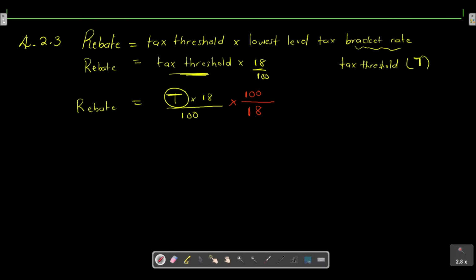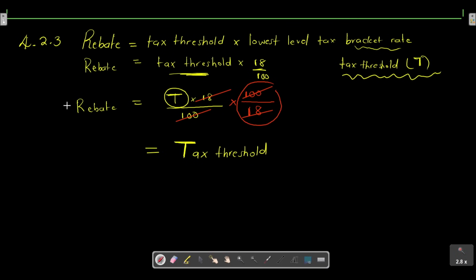Here, what are you noticing? The 100 and the 100 are canceling, the 18 and the 18 are canceling, and now what will you have left on the left hand side? You will just have the T, which stands for the tax threshold. Now we've already isolated the tax threshold. However, you're not done. Whatever you do on the right hand side, guys, you need to also do on the left hand side. So we still need to multiply by 100 and divide by 18. We'll rewrite that there as well: 100 divided by 18 multiplied by the rebate.